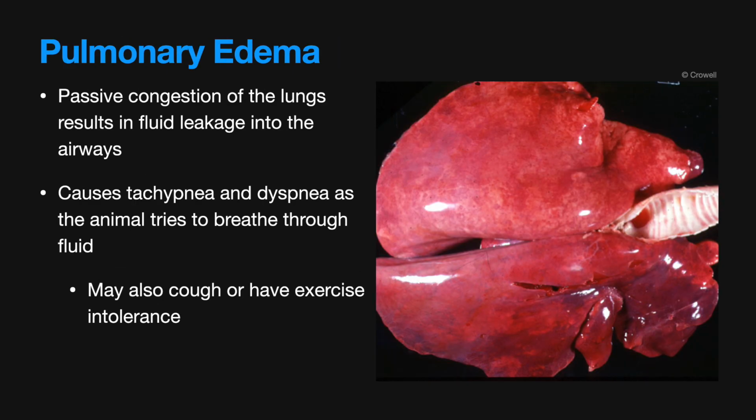Pulmonary edema is basically passive congestion of the lungs. Similar to passive congestion elsewhere in the body, the high venous blood pressure results in fluid leakage into the surrounding tissues, or in this case, into the airways. This results in tachypnea and dyspnea as the animal is trying to breathe through the fluid. Some animals will also develop cough and exercise intolerance due to left-sided heart failure.